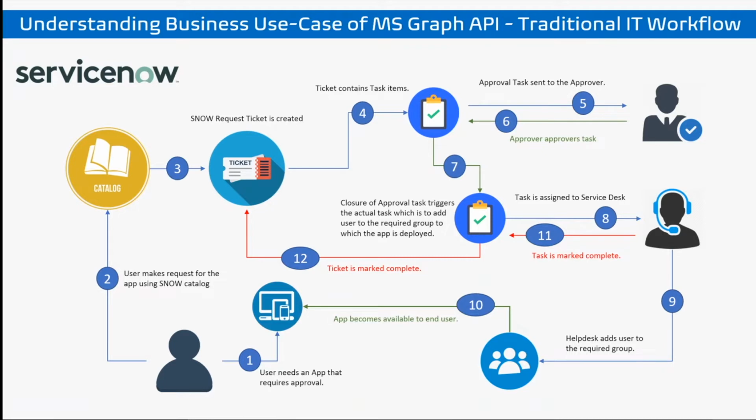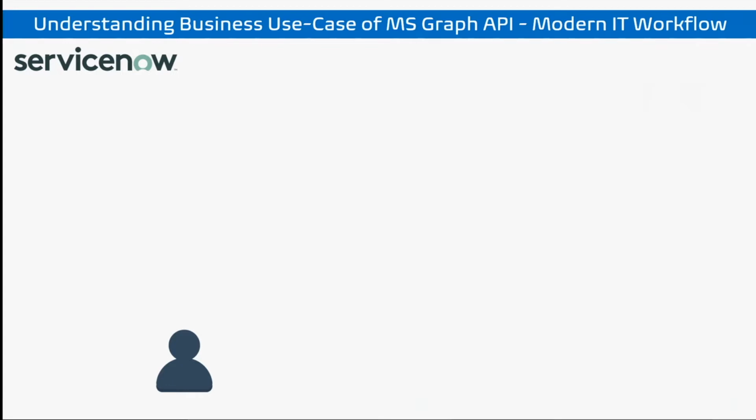So for example, say I have 100 users in my example organization where 20 of the applications require an approval, and the 100 users will be generating 20 of those requests. So you get the number. Those many tickets will be coming to the service desk. What if we can automate that? And that is exactly what we will see in this flow where the user needs the app.